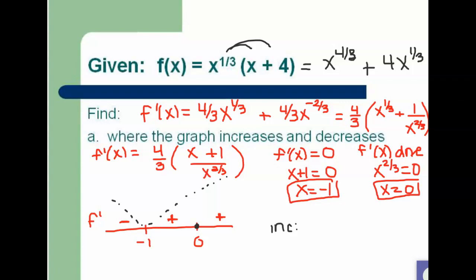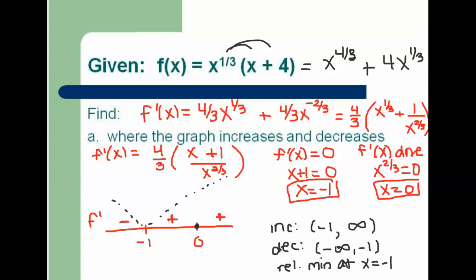So increasing from negative 1 to infinity, and decreasing from negative infinity to negative 1. And then I only have a relative min at x equals negative 1. There is no max in this case.